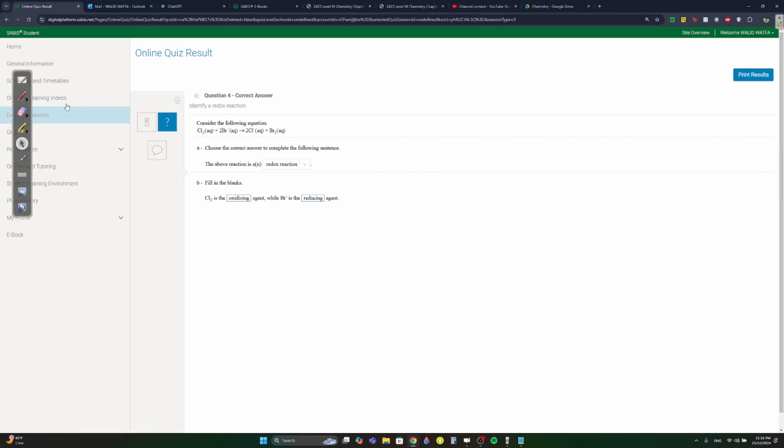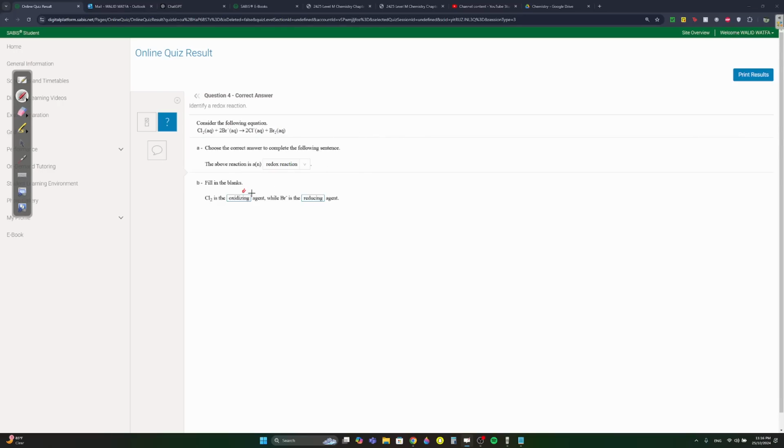Question 4. You have here Cl2 plus 2Br- gives 2Cl- and Br2. Anytime you have something like this when the charges are being swapped, it's like here it was Cl 0, it became minus, and here it was minus, it became 0. This is always redox. Which one's oxidizing? Which one is reducing?